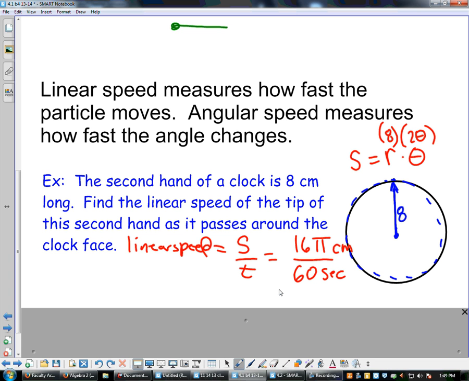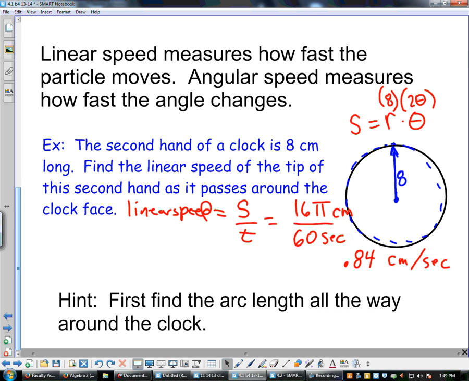If it's a real world problem, I'm okay with decimal answers for this. What'd you get? 0.84. Do people agree? 0.84. Do we agree? And what units are we talking about? Centimeters per second. Are we all right with this? Okay.